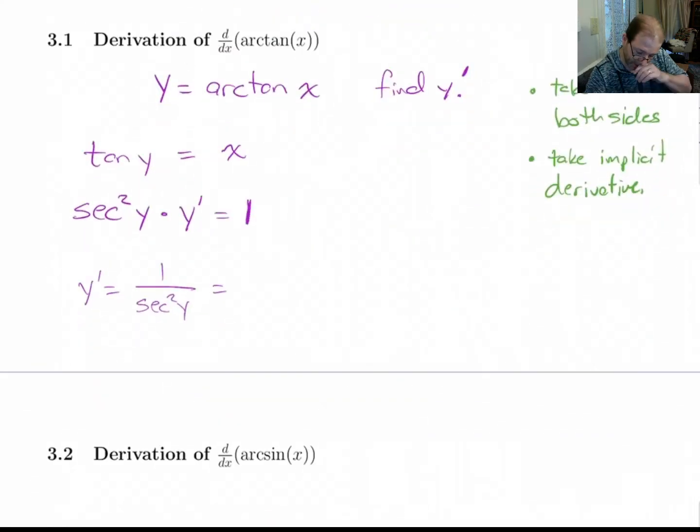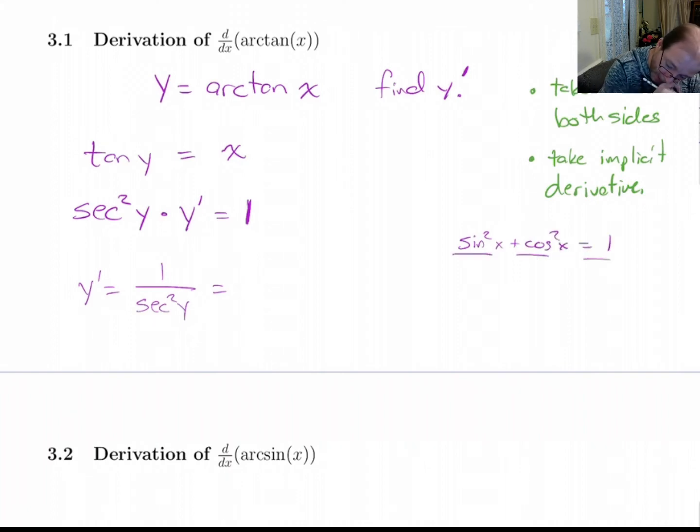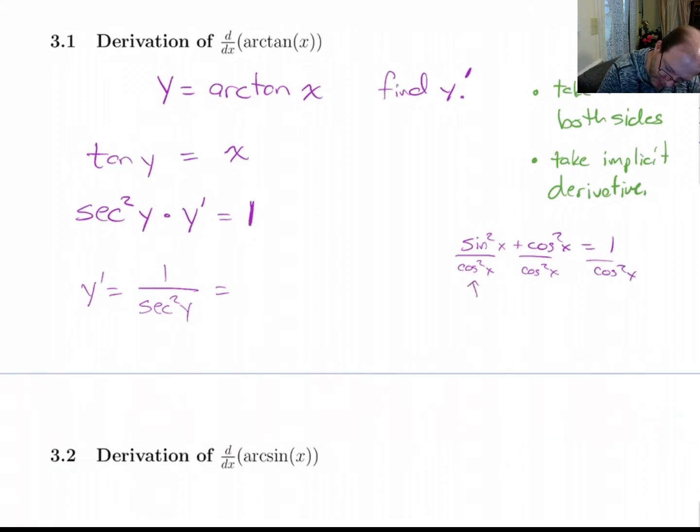So here's how you can do this. Recall that sine squared x plus cosine squared x is 1. There's another Pythagorean identity we can use: if you divide all this by cosine squared, notice what you get here. Sine over cosine is tan, so tan squared x plus 1 equals secant squared x.